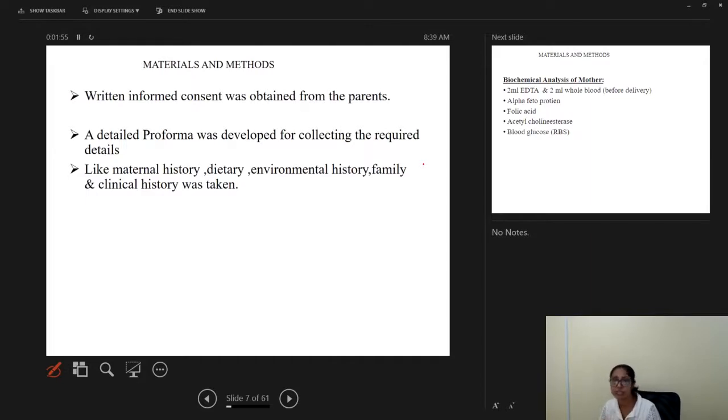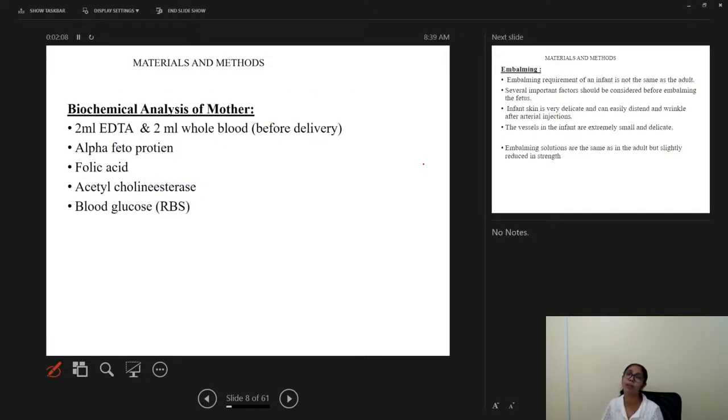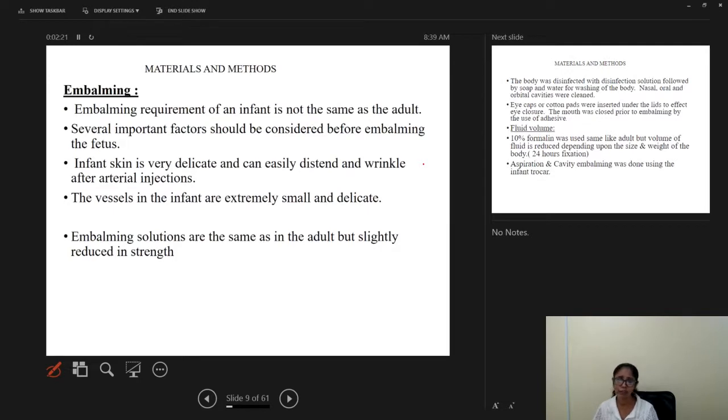The entire procedure of the study was explained to the patients, and their maternal history, dietary history, environmental, family, and clinical history were taken. We also took 2 ml of EDTA blood as well as 2 ml of whole blood before delivery to find out the alpha-fetoprotein levels as well as folic acid, acetylcholinesterase, and blood glucose levels. The blood was sent for biochemical analysis, and the fetuses collected from the OBG department were embalmed with 10% formalin.